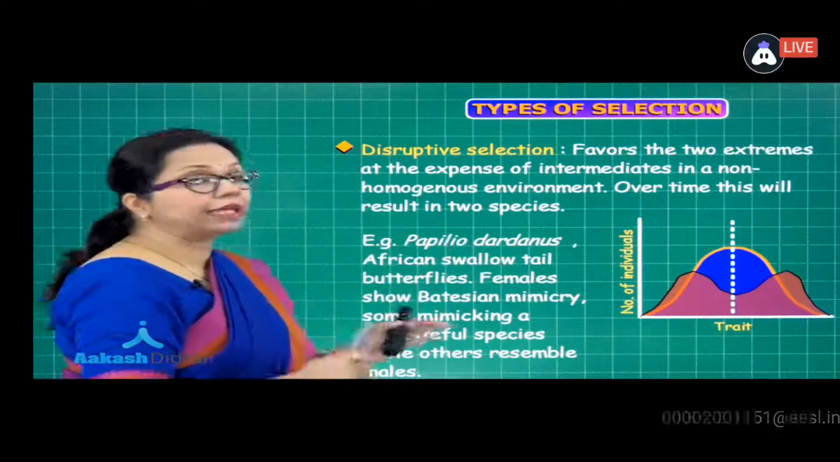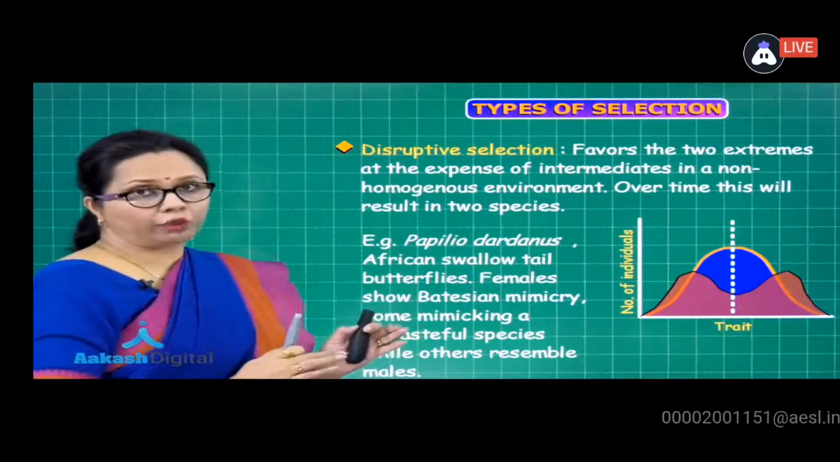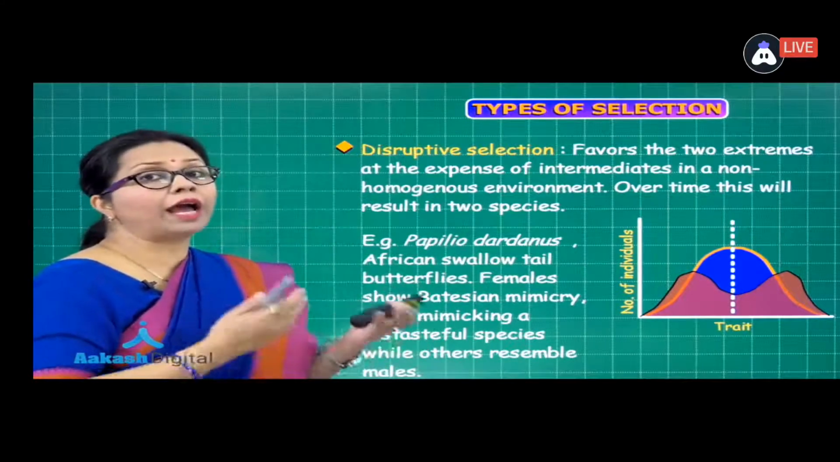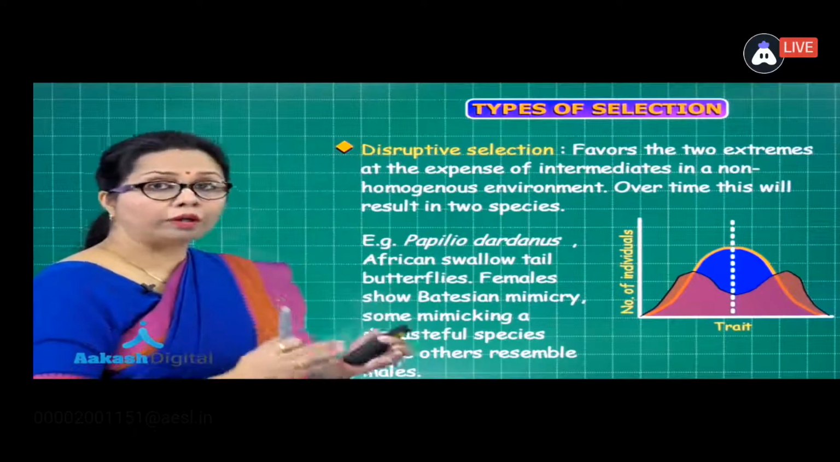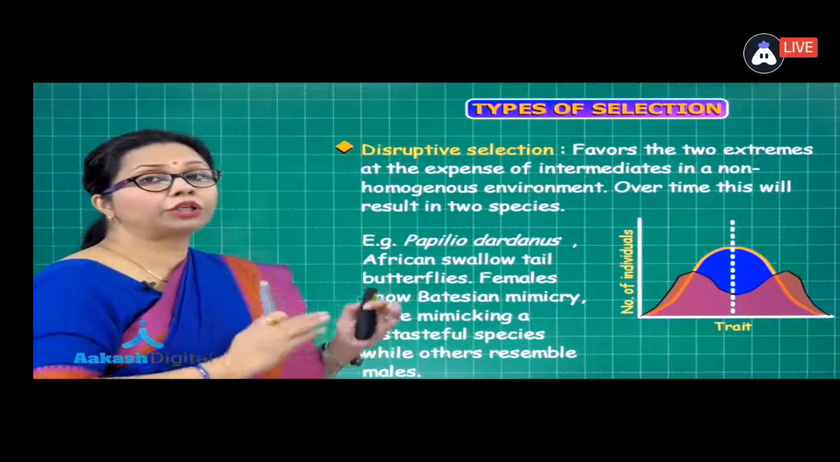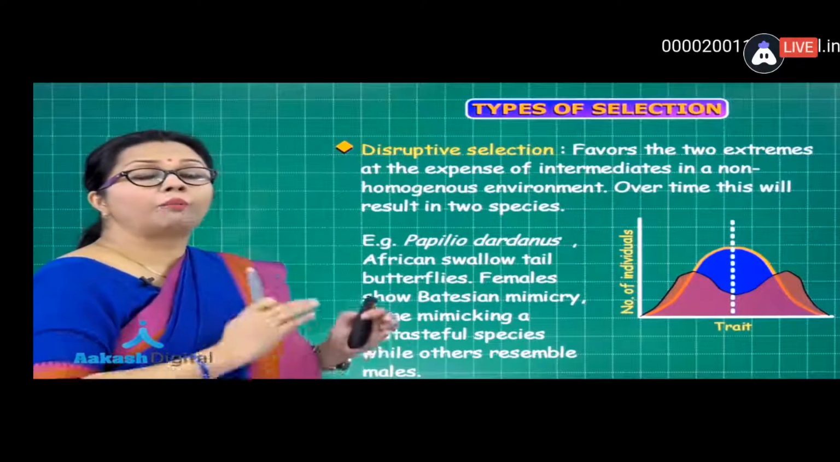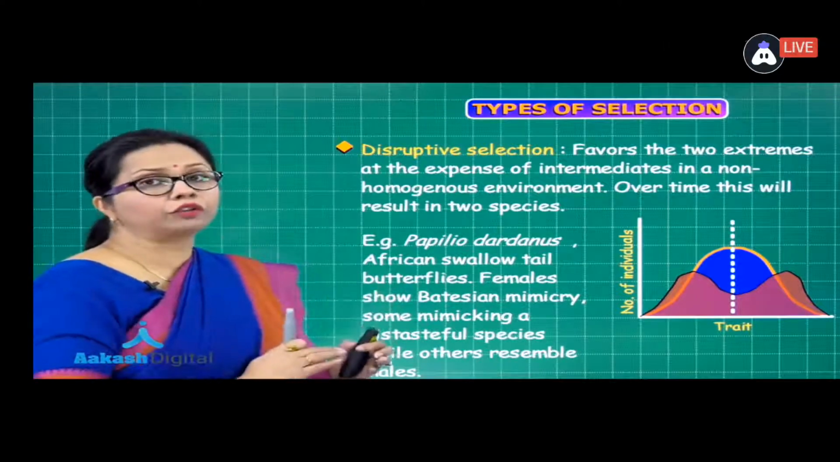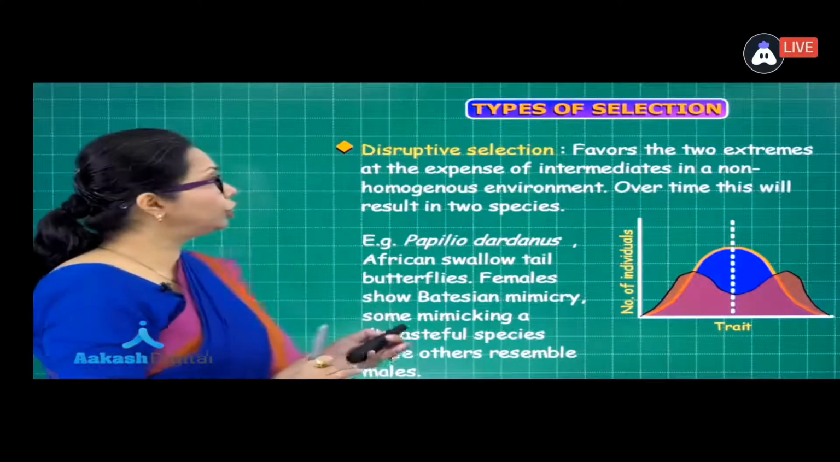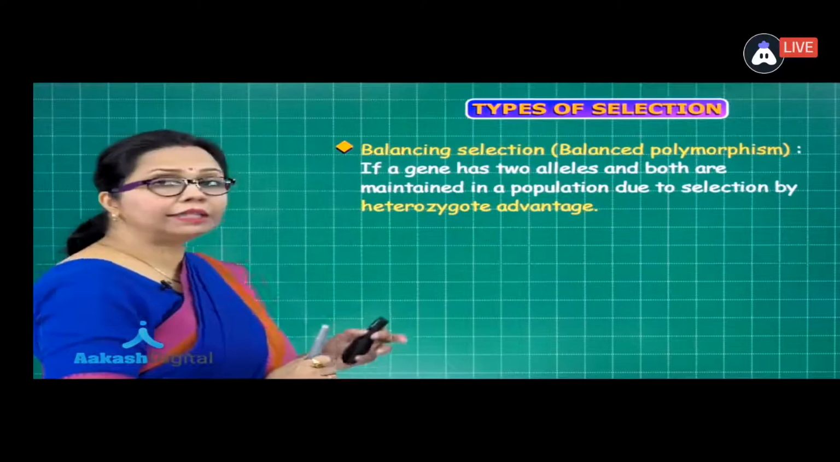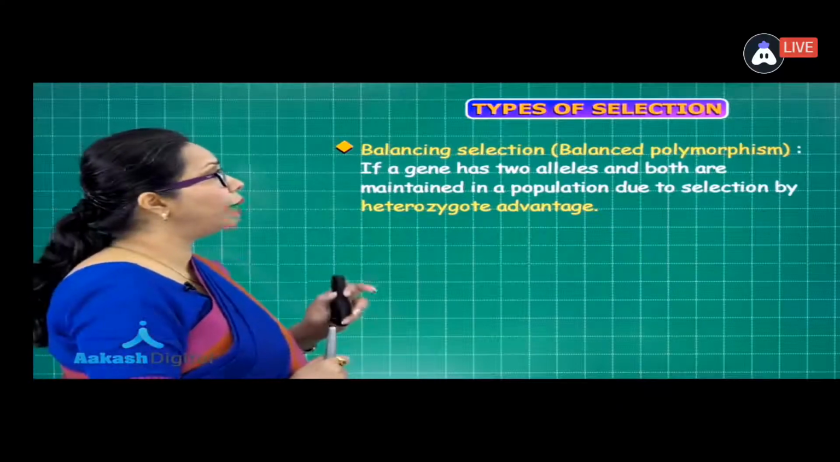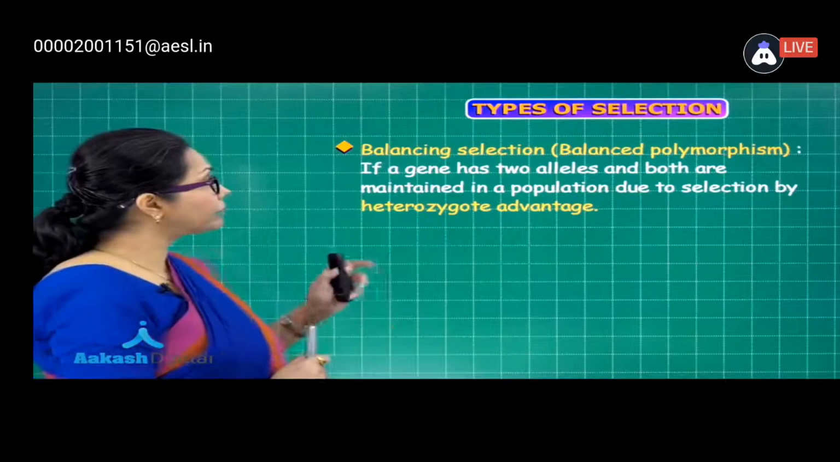Now these three selections, they were based on phenotypes, and anyway we have earlier also discussed that natural selection acts on phenotypes. But there is one rare type of selection that acts on genotype, and that is balancing selection, which is also called balanced polymorphism.